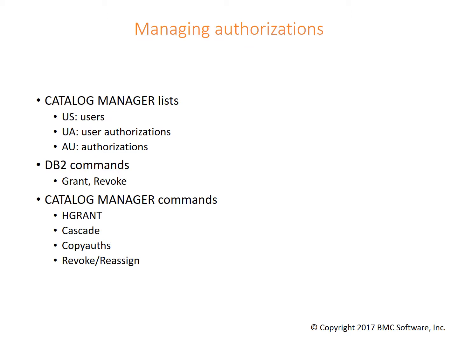Authorization list types include US for user, UA for user authorizations, and AU for authorizations. Authorization commands include grant, revoke, hgrant, cascade, copyauth, and revoke reassign.